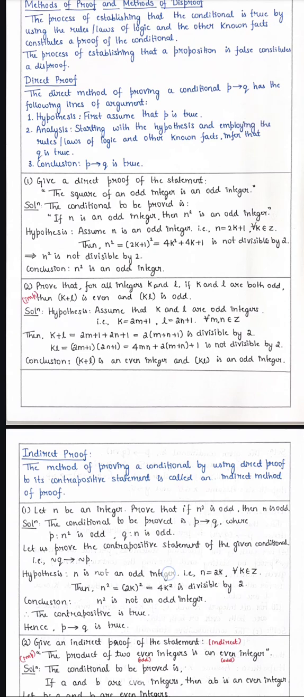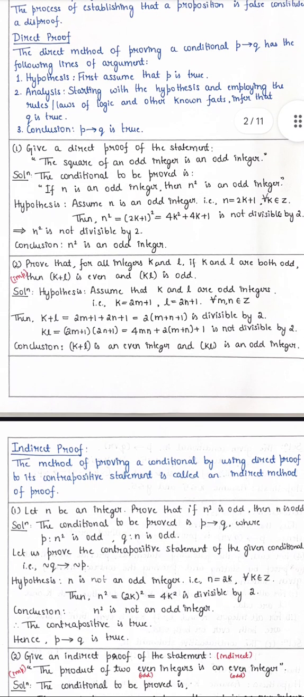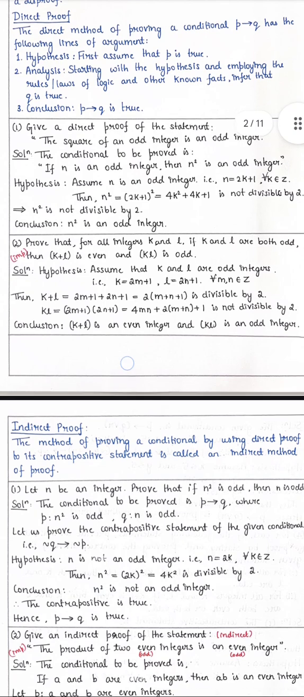Direct proof. This is the first method. The direct method of proving a conditional P to Q has the following lines. Hypothesis: first, assume that P is true. Then, analysis: starting with the hypothesis and employing the rules or laws of logic and other known facts, infer that Q is true. Then, the conclusion is if P, then Q is true.